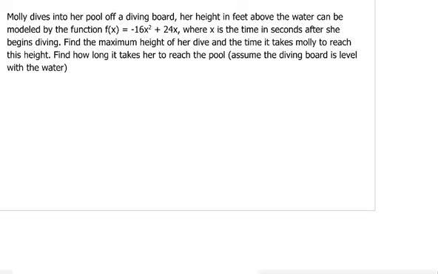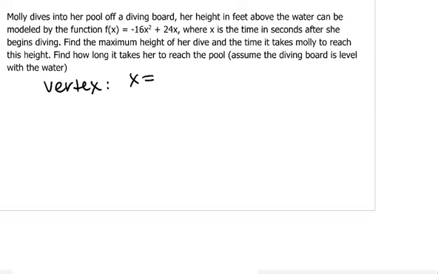So I'm going to say f of x equals negative 16x squared plus 24x, x being the time in seconds, and f being the height in feet. The maximum height of her dive is going to be the y-coordinate of the vertex. We know that it's a negative x squared, so it's going to be a downward-facing parabola, and this is the height of her dive. Now, I doubt that this is the beginning of her dive, but who knows? So I'll start to find that. Find the vertex.